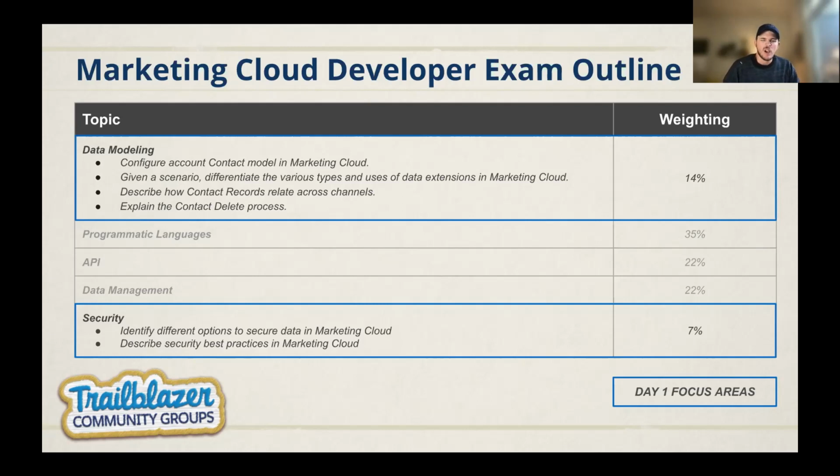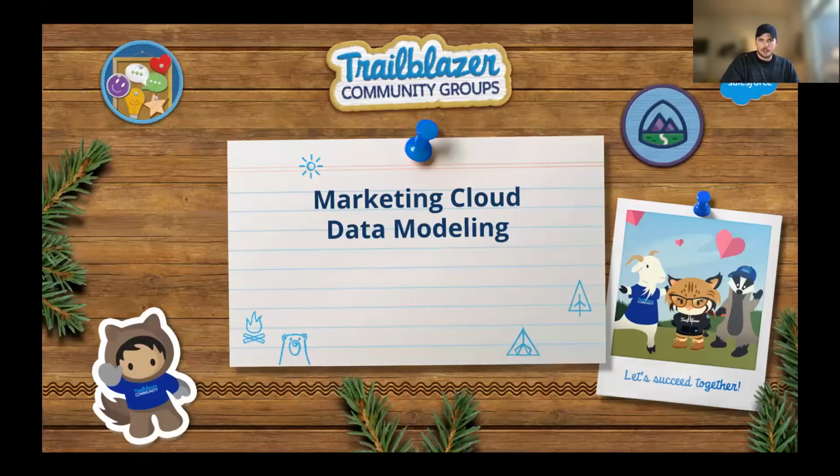So only 7% is assigned for weighting to security, but I do think that there are some tricky concepts in here. So we'll actually plan to spend about 30 minutes on both data modeling and then 30 minutes on security. And then whatever time we have left, when we get to that point, we'll open for kind of broader questions and answers. But within security, we'll talk about some of the basics for different options on securing data in Marketing Cloud, and then some of those best practices that we really recommend or see across implementations that different organizations use. So with that being said, we're going to hop right into data modeling.